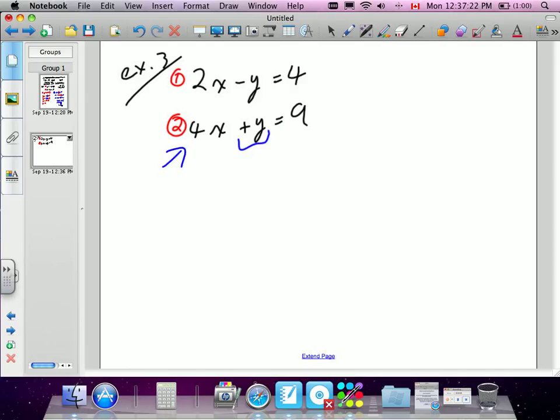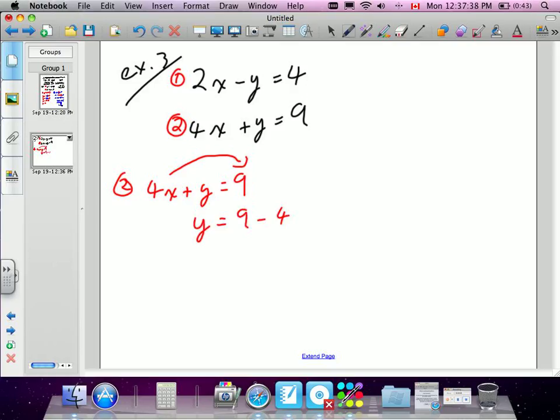So what it means is I'm going to set up equation 2. I'll write equation 2 in red: 4x plus y is equal to 9. I need to isolate y. I need to get it by itself, so I need to move 4x to the other side of the equation. Y will be equal to 9 minus 4x. Once I've isolated just y by itself, there's no number here like 2y, it's just y.